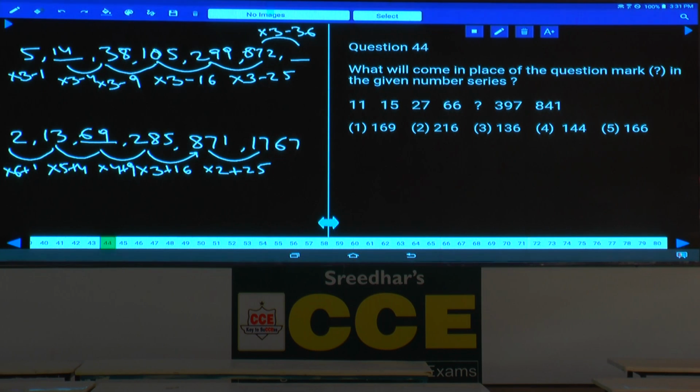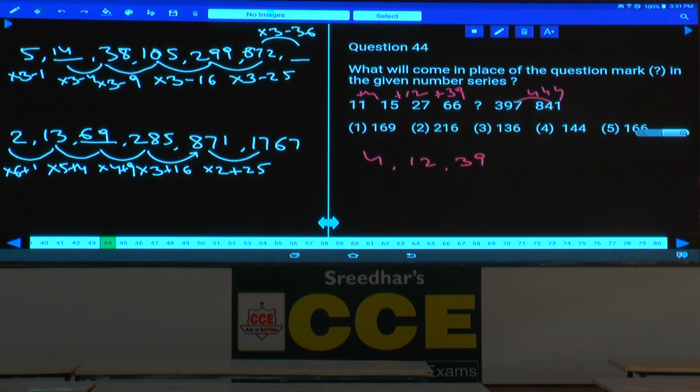Then coming to question number 44. Now take the difference between the numbers 11 and 15. What is the difference here? 11 plus 4 is 15, isn't it? And 15 and 27, what is the difference? 12 is the difference. And after this one, 27 and 66, the difference is 39. Then here what is the difference between 397 and 841? 400, 441, 441 plus 3, 444. 444 is the difference, isn't it?